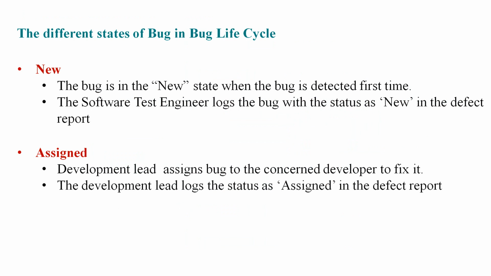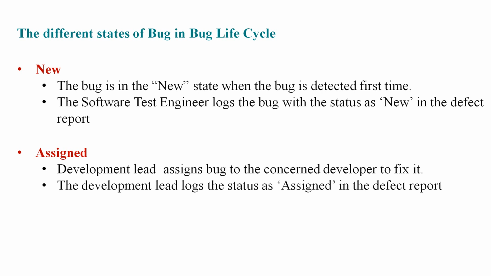Now see the different states of a bug in a bug life cycle. New we have discussed. For the defect which is detected the first time by the software test engineer, the status will be assigned as new. The software test engineer is responsible to assign the status as new for the defect. Assigned: once the defect is reported by the software test engineer, the development lead will come into the picture and will assign the status as assigned.